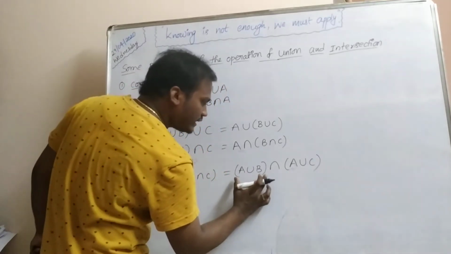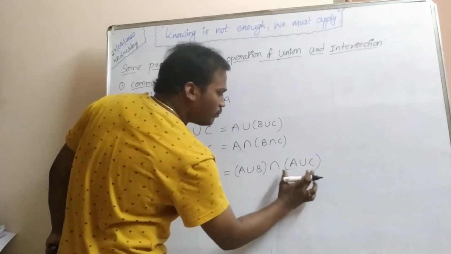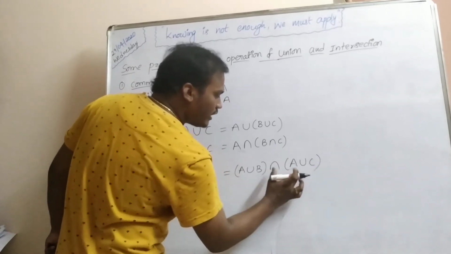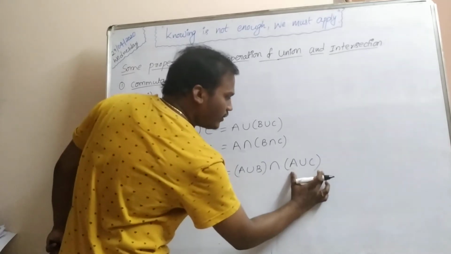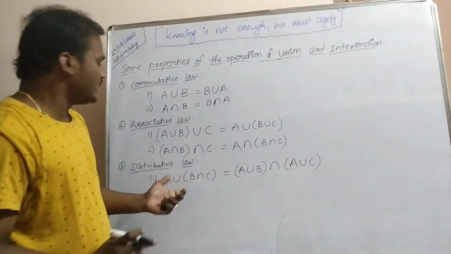This whole set and this whole set A union C. The intersection means the common elements of A union B and A union C. That will be equal to this LHS. Okay, this is the distributive law.